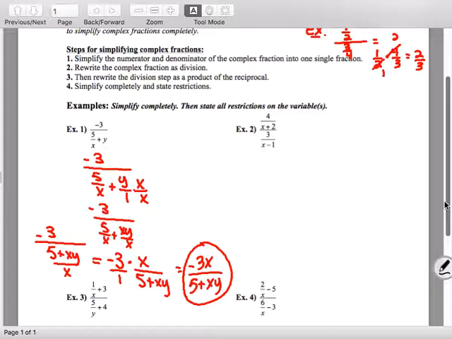It says then state all the restrictions on variables. Are you going to do that? We're actually not going to do that on the complex. We'll do it on add, subtract, multiply, but we're not going to do it here.